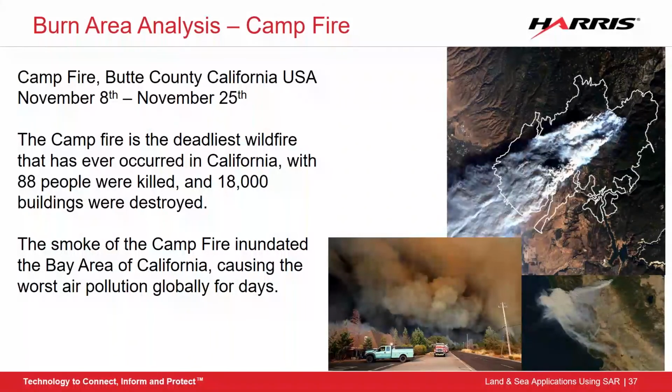This fire started November 8th in Butte County, California, in the United States of America. This fire lasted for 17 days and is the deadliest and most destructive fire that has ever occurred in California and the 6th deadliest in the United States. It has also now been classified as the world's costliest natural disaster of 2018. The smoke from this fire covered most of the Central Valley of California and was even visible on the East Coast, and caused areas around the Bay Area to close down schools and businesses because of the air pollution.